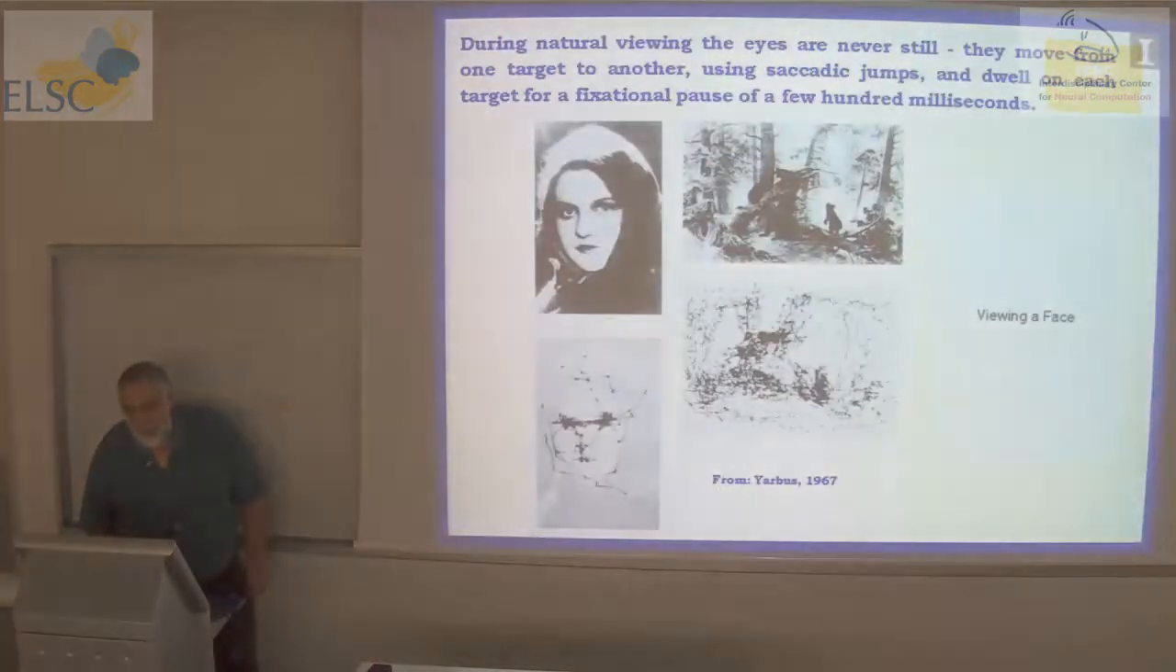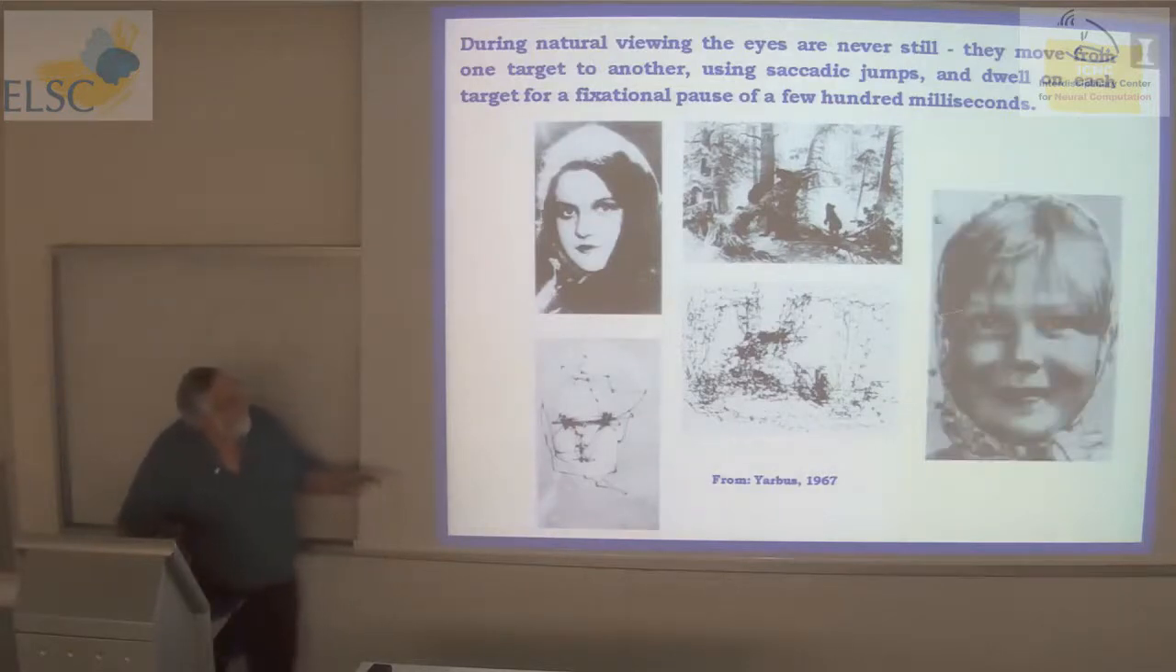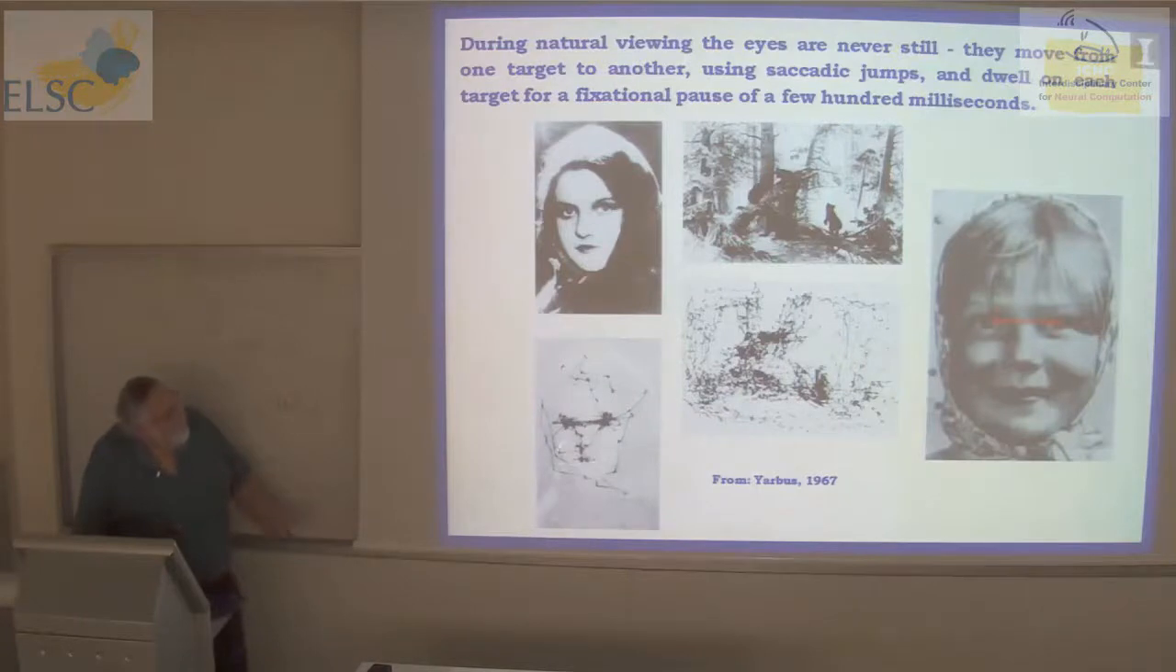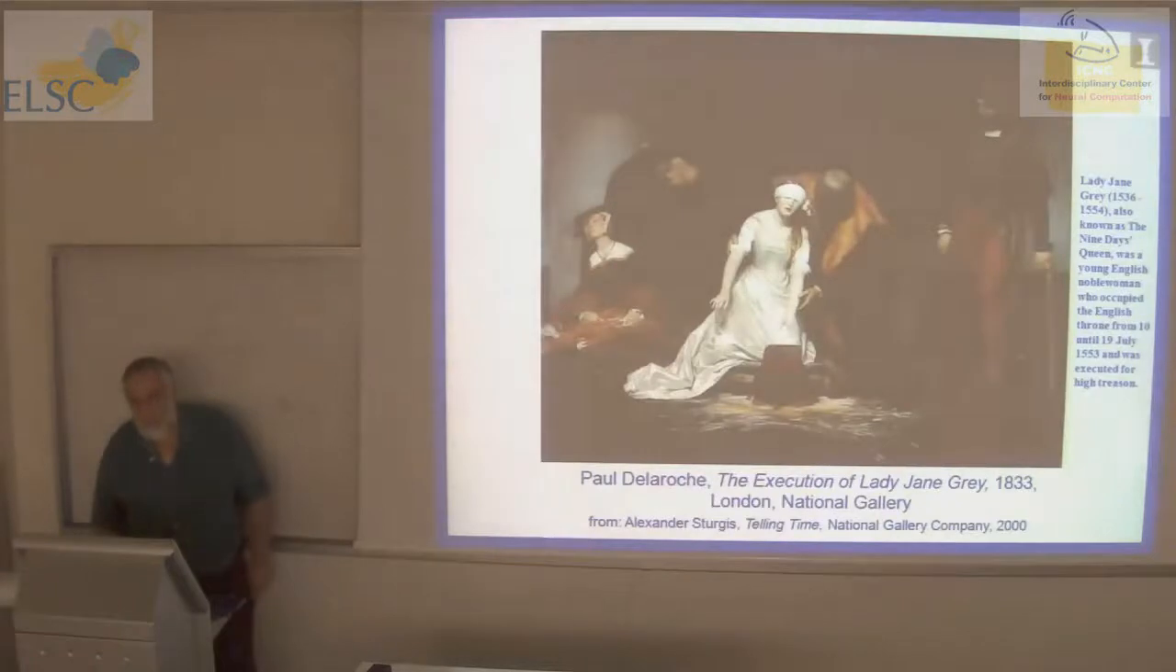And as an example, and those are due to saccades, these are from the work of Yarbus that shows that when we look at the picture, the saccades are not random, and we can really see the shape of the face from the saccades. And what we see depends a lot on the saccades.